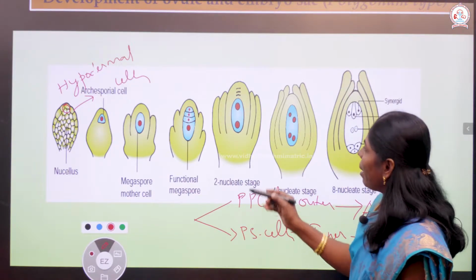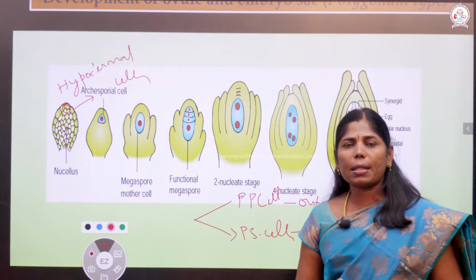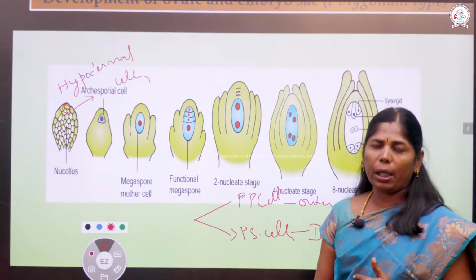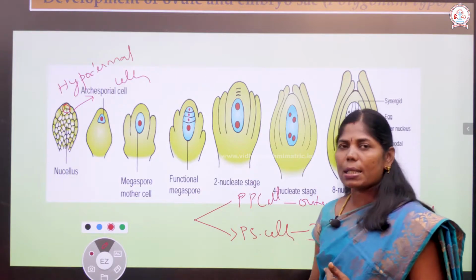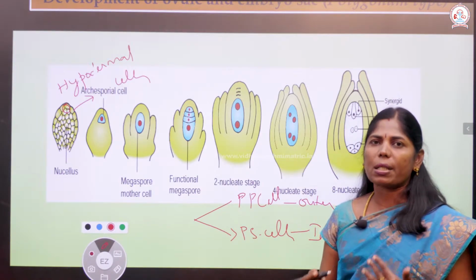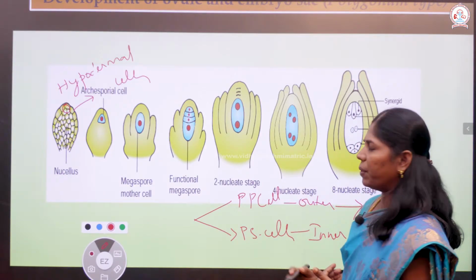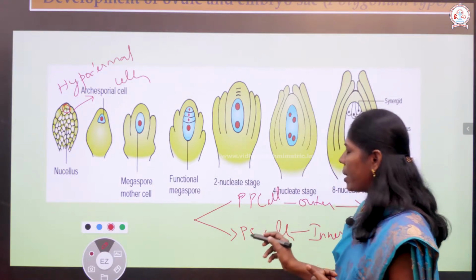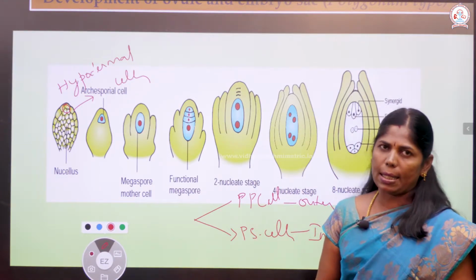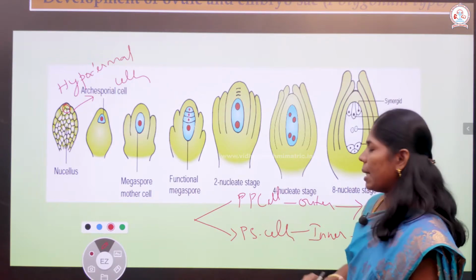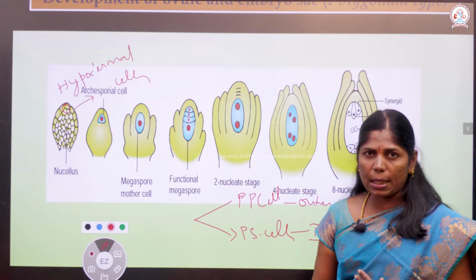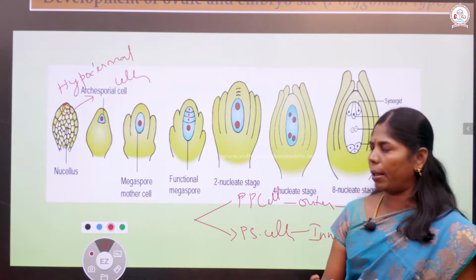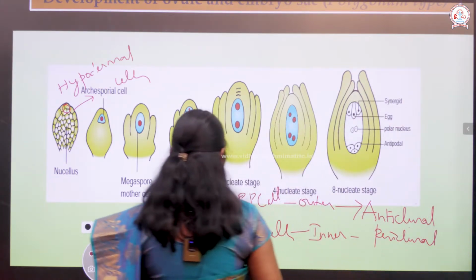In some species, the archesporial cells directly act as the megaspore mother cells. But in other species, the archesporial cells undergo transverse division to form 2 types of cells, one primary parietal cell and another primary sporogenous cell. From the primary sporogenous cells, the megaspore mother cells arise.